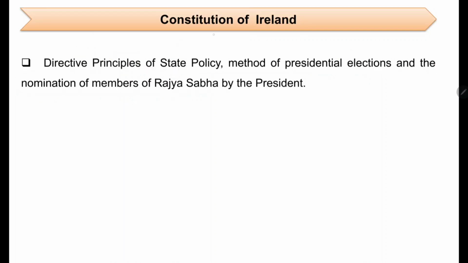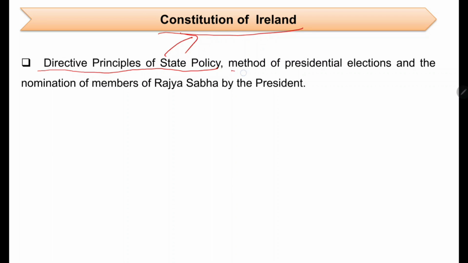Next, what have we borrowed from the Constitution of Ireland? First is the Directive Principles of State Policy, that is DPSP. Under the Directive Principles of State Policy, some guidelines are given for the government of India regarding policy making, and it is only for the welfare of the people. I have already made a detailed video regarding this. You can watch it from my playlist. So we have borrowed this from the Constitution of Ireland.